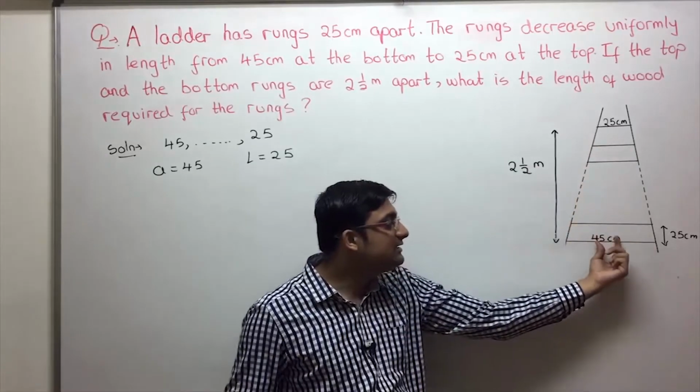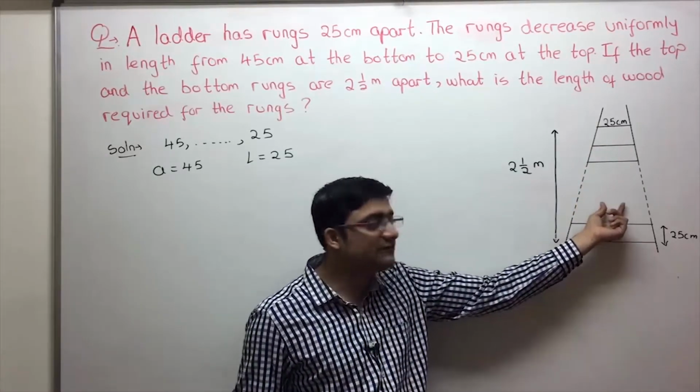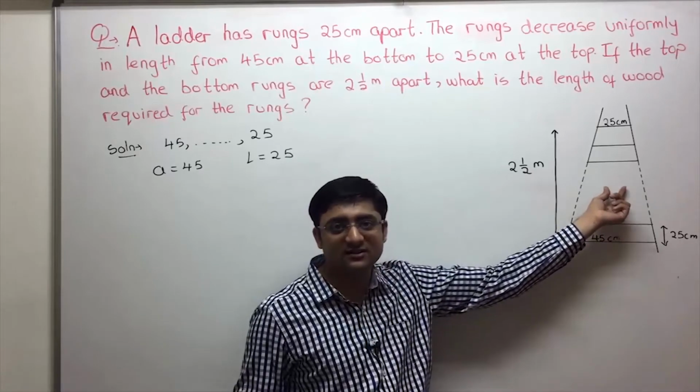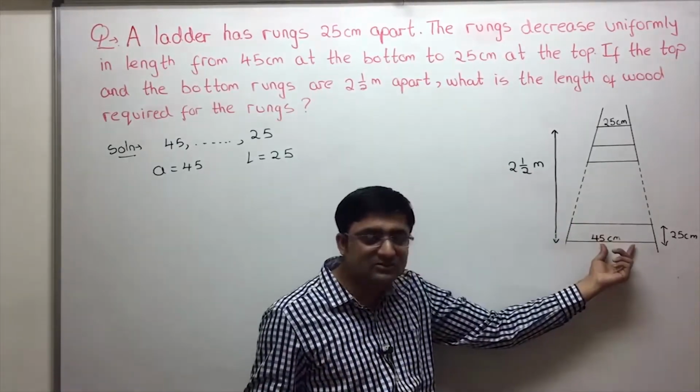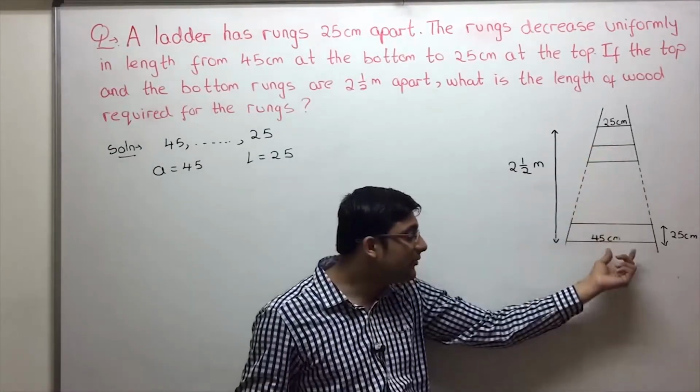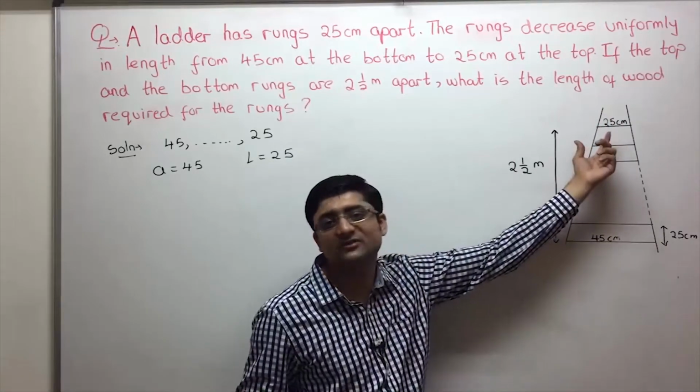Why is it an AP? The length decreases uniformly, so whatever is the difference here is the same as the difference in the next one, and the next one. So the common difference is the same, so it's an AP. The first term is known to us, the last term is known to us. Now we have to find the sum of all these lengths, so we want the sum of all the terms of this AP.